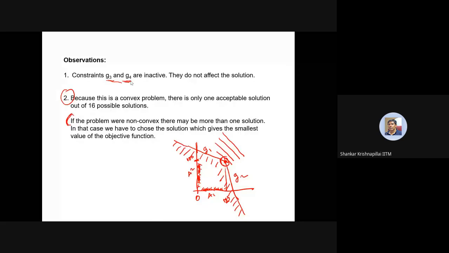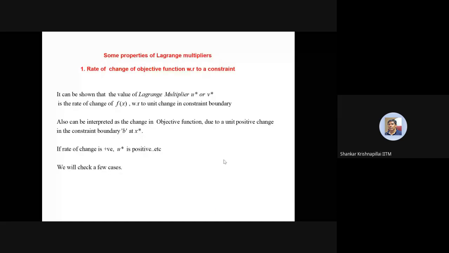But then some properties of Lagrange multipliers. Earlier we said that the sign of u should be negative. Why is it like that? It can be shown that the value of the Lagrange multiplier, that is u star or mu star, is the rate of change of objective function with respect to unit change in constraint boundary.